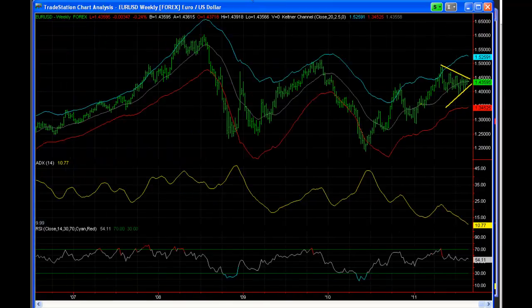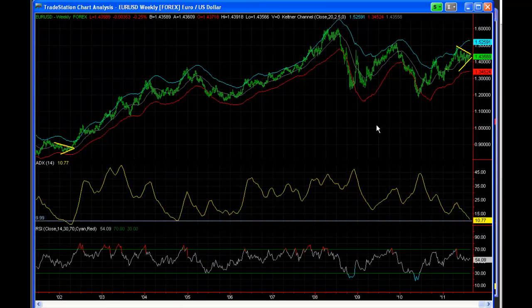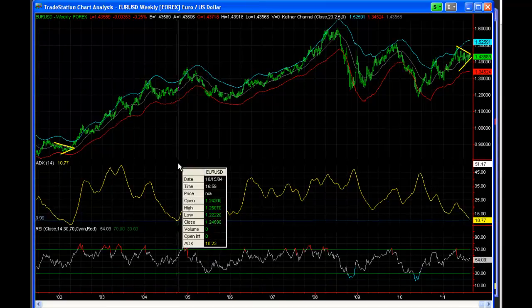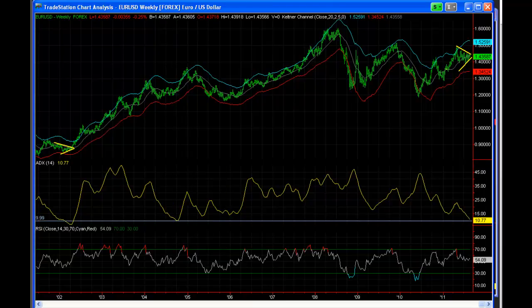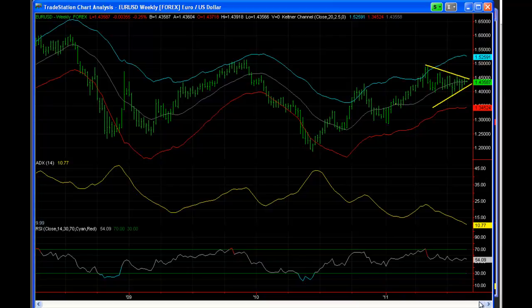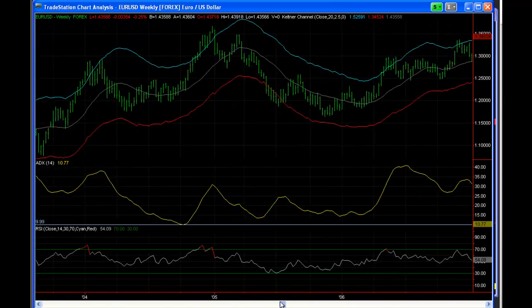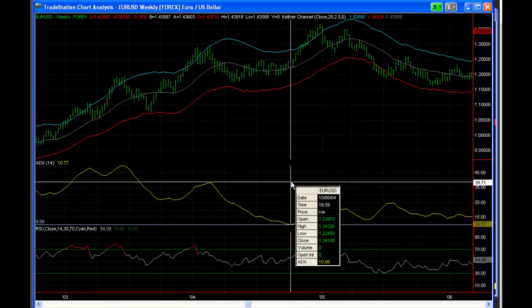So let's look at some of the other times when the weekly ADX got under 10. Back here it got just about 10. It didn't quite get under, but it was still low. I mean, 10.06 or whatever it is, is still pretty low.